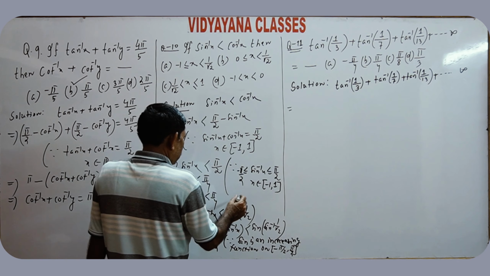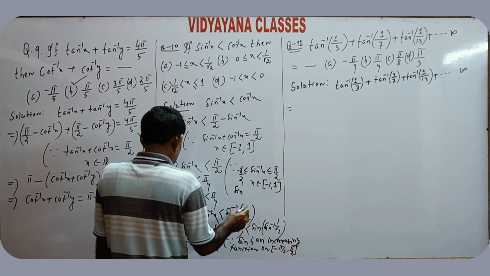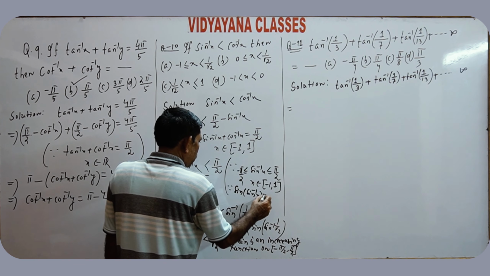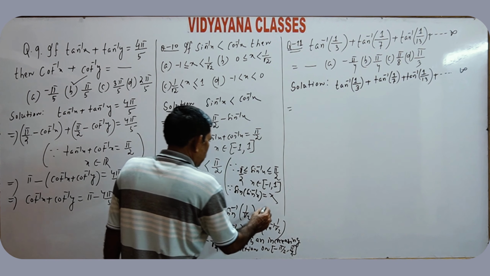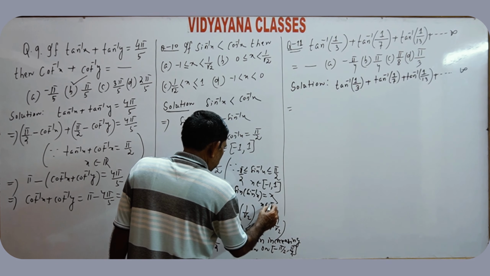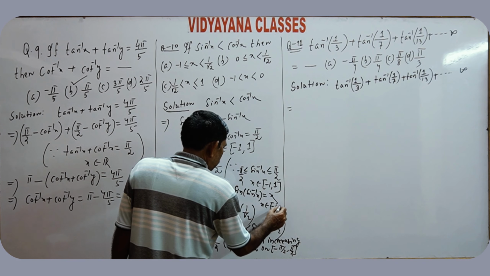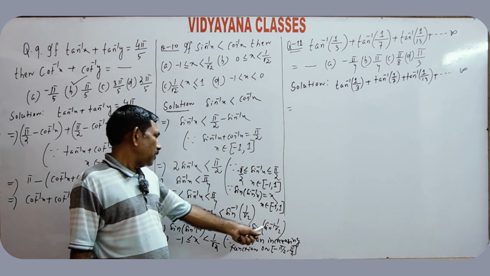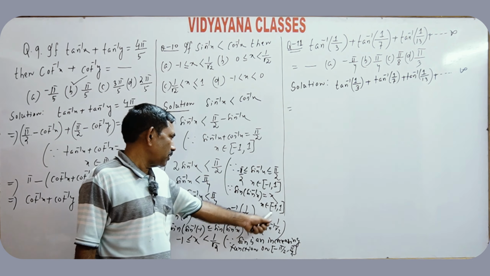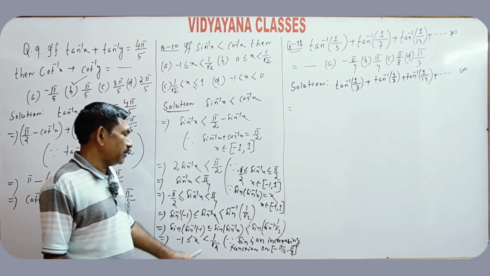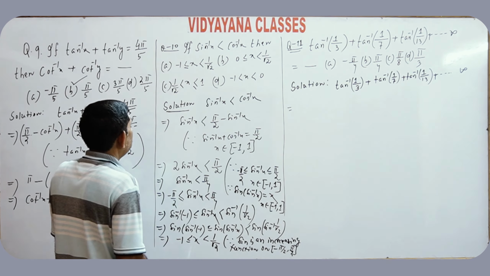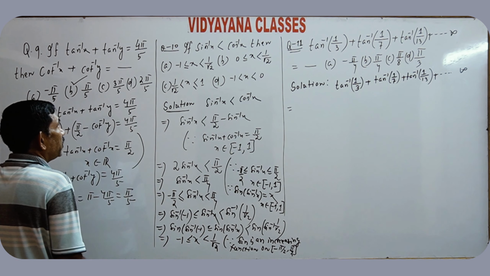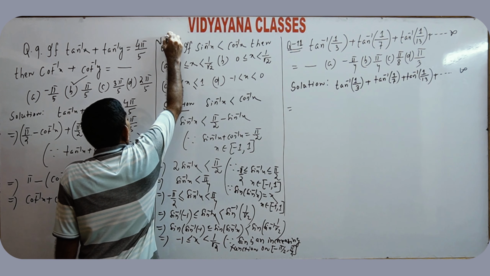Since sin inverse x is equal to x, x belongs to closed interval minus 1, and 1 by root 2 belongs to this set. So we can write this. So the correct option is x greater than or equal to minus 1 and less than 1 by root 2. Very important entrance question.